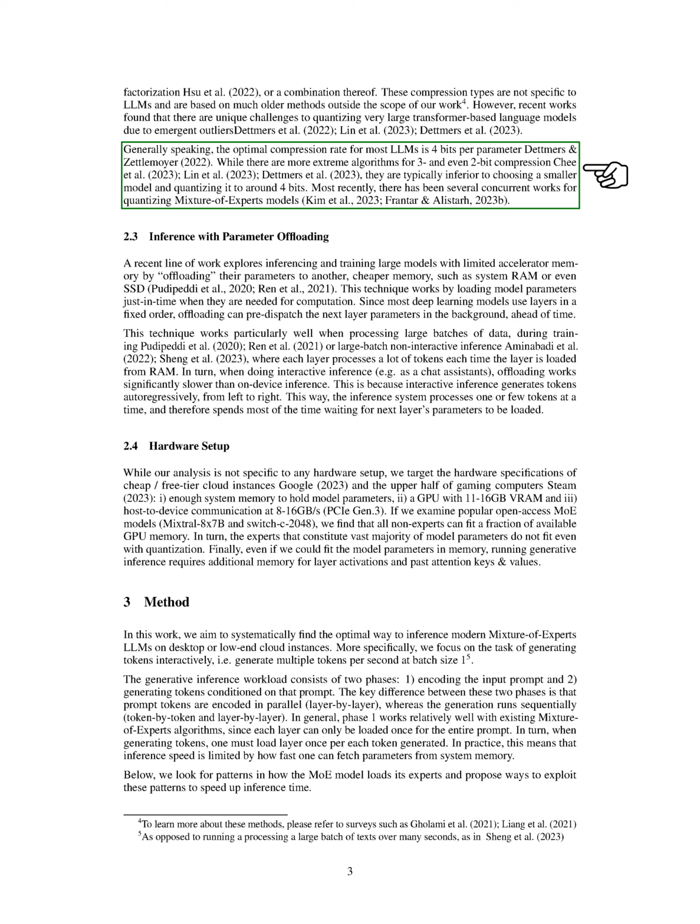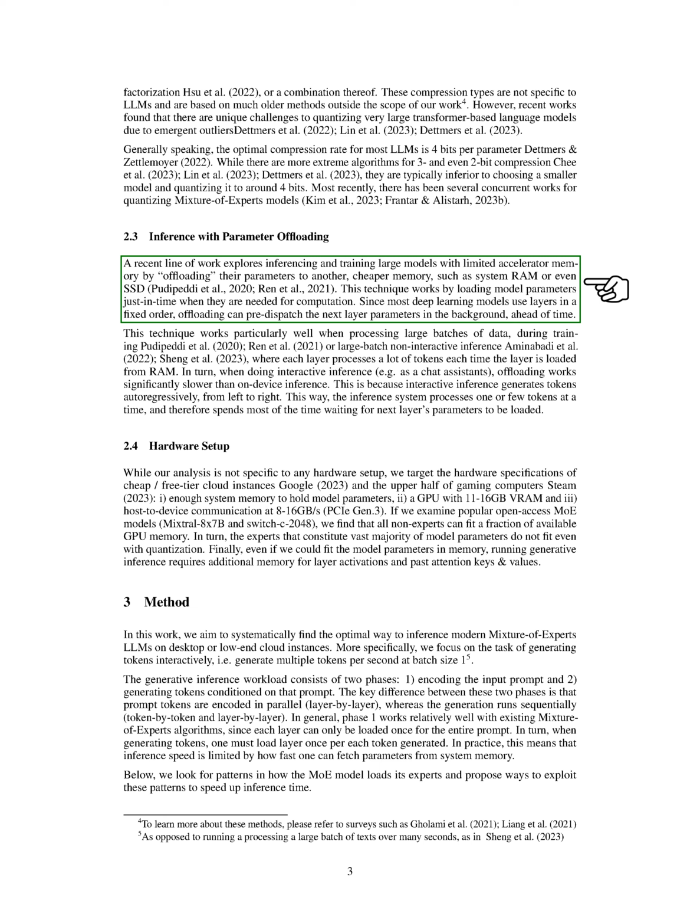Generally, the best compression rate for most LLMs is 4 bits per parameter. There are more aggressive algorithms that can compress to 3 or even 2 bits, but these usually don't perform as well as simply choosing a smaller model and quantizing it to around 4 bits. Recently, there have been several works on quantizing mixture of experts models.